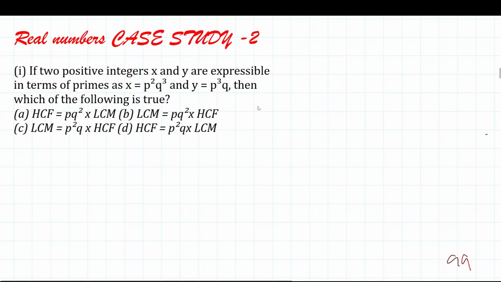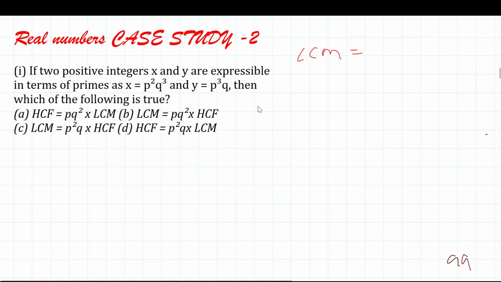So let's understand this. First, we have been given x and y as two integers, and the prime factorization of x is this, and for y is this. Now, what we have to find out is which of these relations are correct. So clearly, we need to find the LCM and HCF before determining which of these options are correct. So I'll go first with LCM. Now, what is LCM in this case for these two numbers?